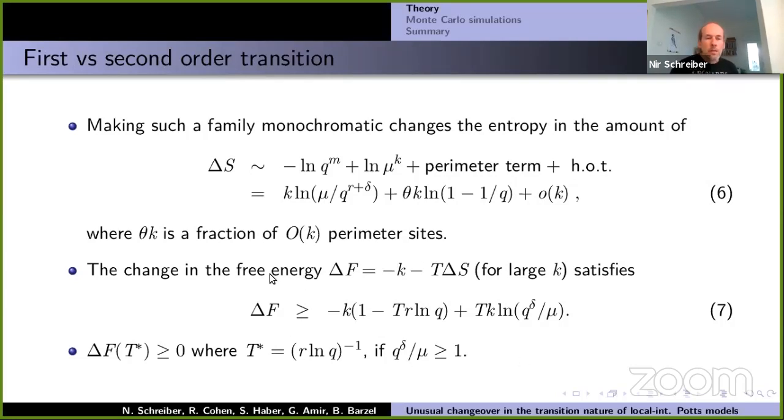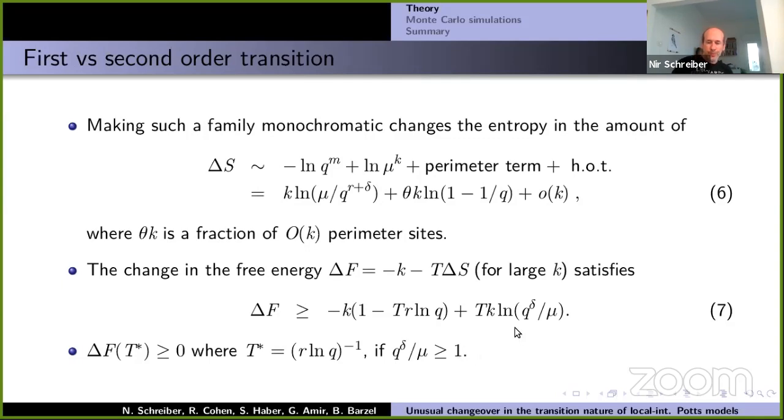Now, if you look at the change in the free energy when you construct such a large cluster, if K is the energy, the energy is proportional to the number of phases. Then if you look at the temperature T star, T star is the temperature which eliminates this term, namely it balances the entropy loss versus the energy gain when you construct the simple cluster. Then you have that at T star, the change in the free energy is non-negative, provided this term in the brackets is no smaller than 1.